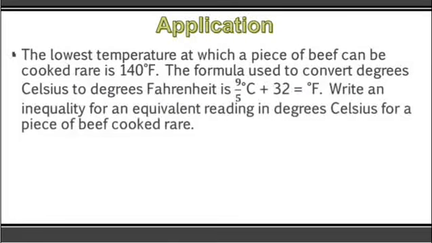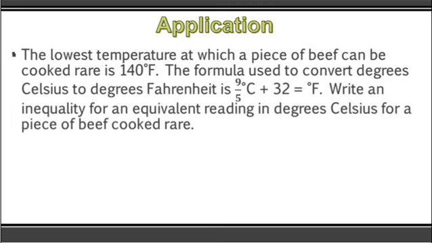And our last one here, the lowest temperature at which a piece of beef can be cooked rare is 140 degrees Fahrenheit. The formula used to convert degrees Celsius to degrees Fahrenheit is 9/5 degrees Celsius plus 32 equals degrees Fahrenheit. Write an inequality for the equivalent reading in degrees Celsius for a piece of beef cooked rare.